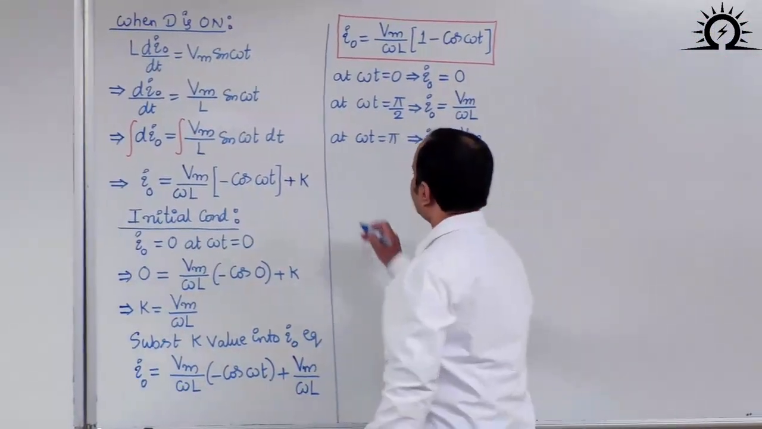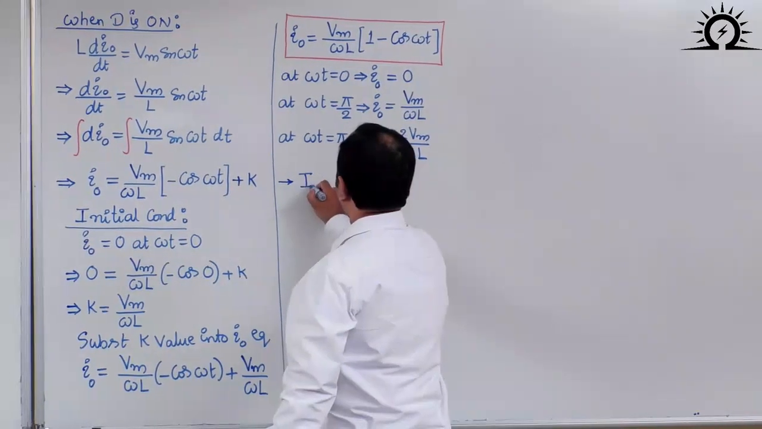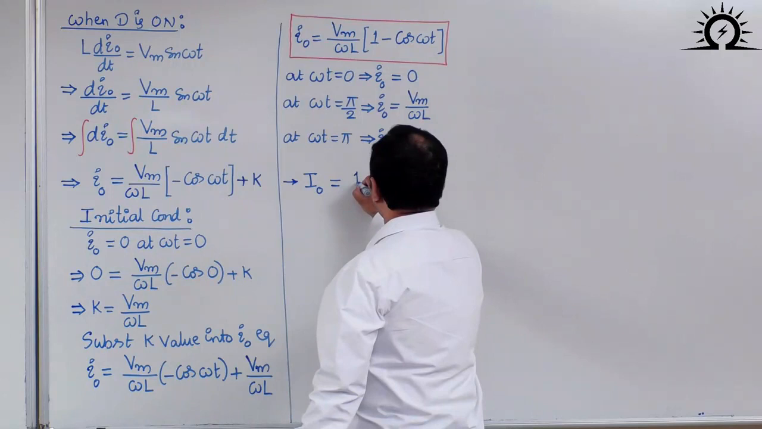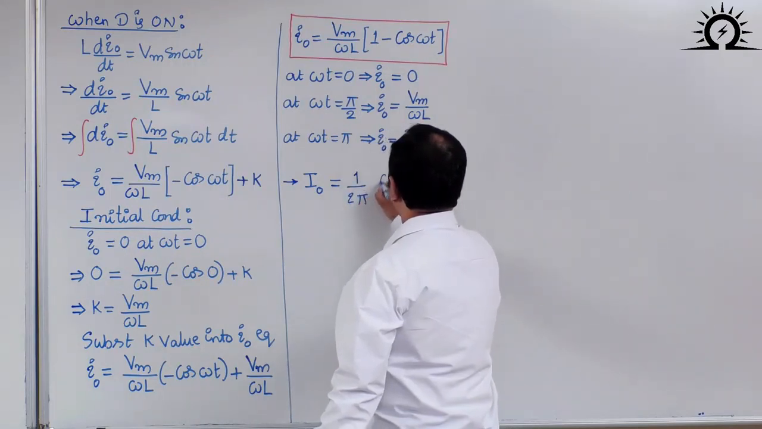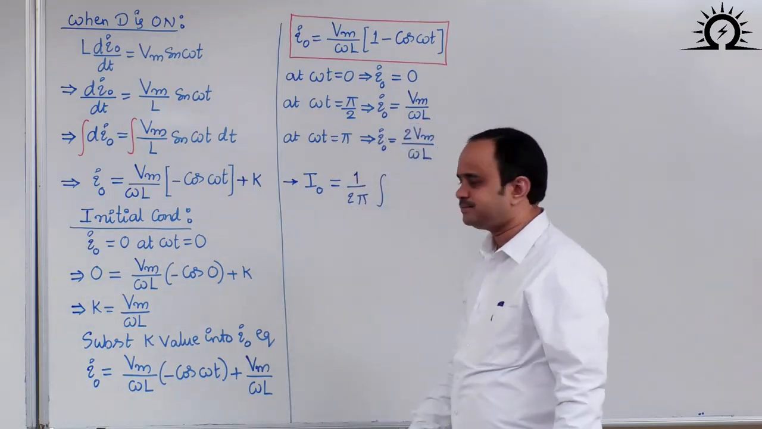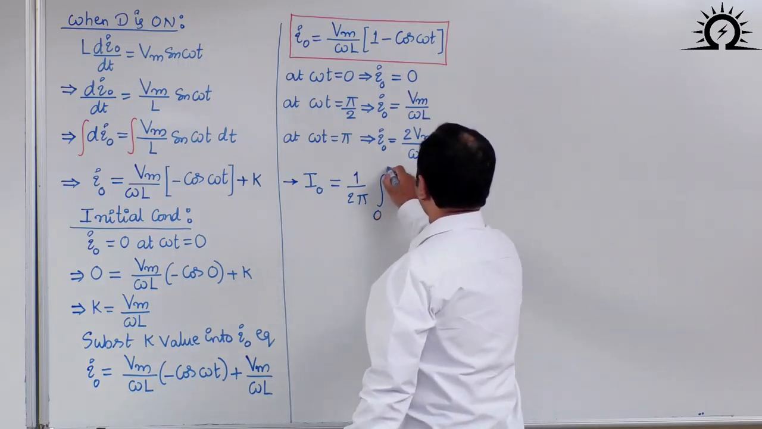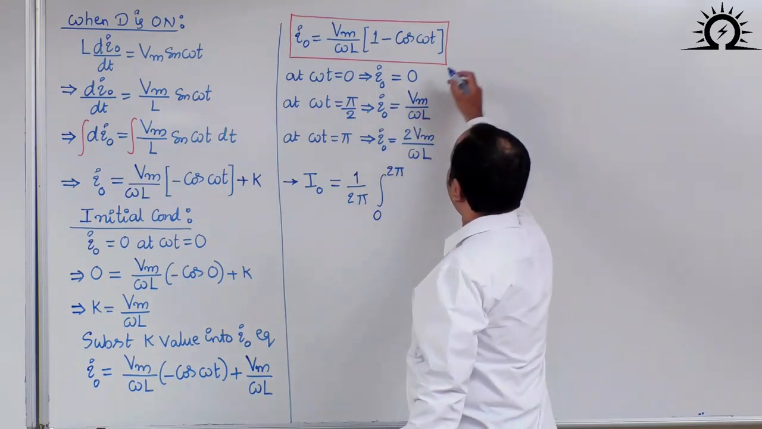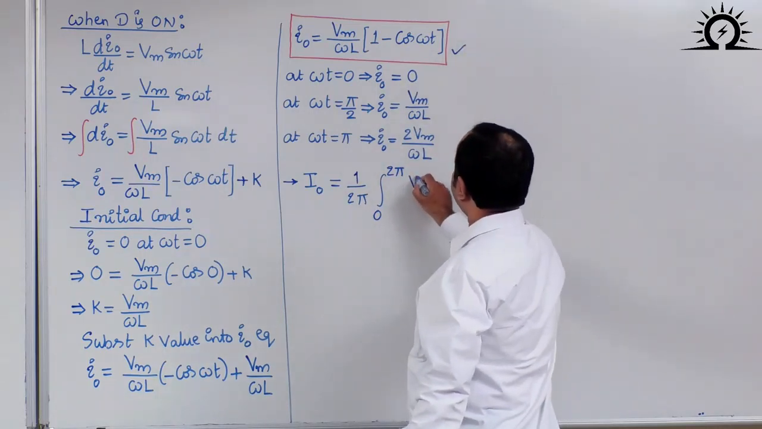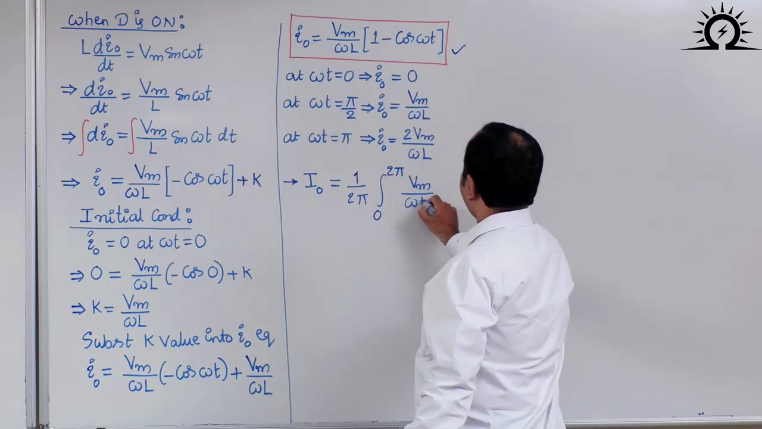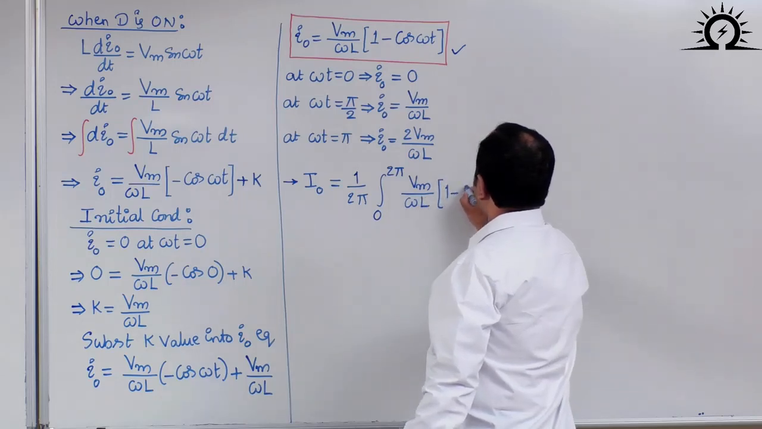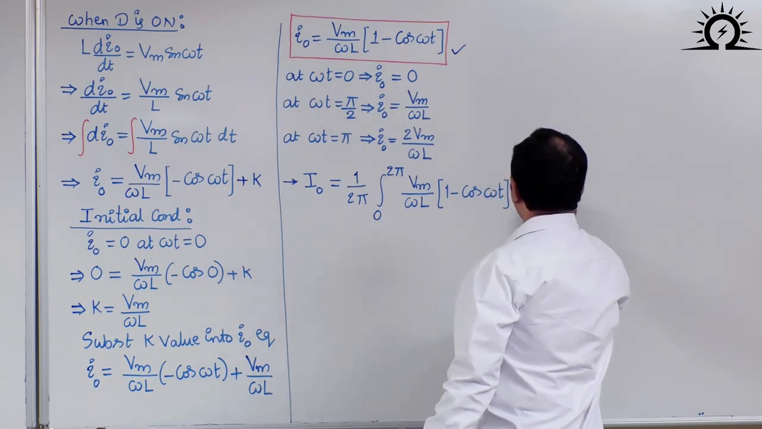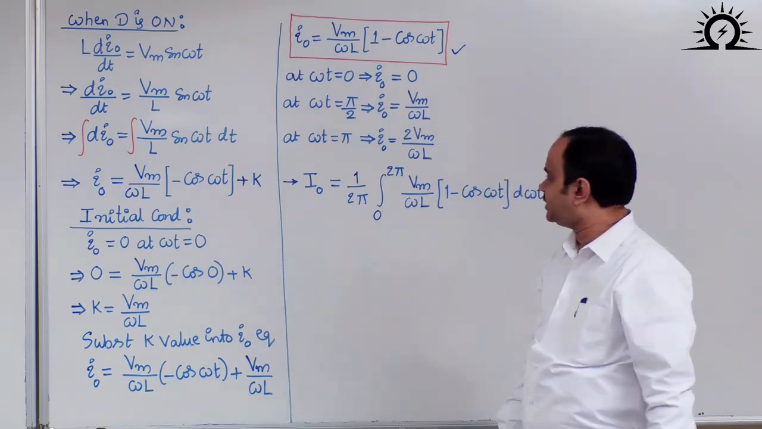So now let us calculate the average output current. What is the periodicity of the I naught waveform? 2 pi. So 1 by 2 pi. What are the limits for integration? Integral 0 to 2 pi. And what is the I naught equation? This was the I naught equation: Vm by omega L multiplied with 1 minus cos omega t, d omega t.